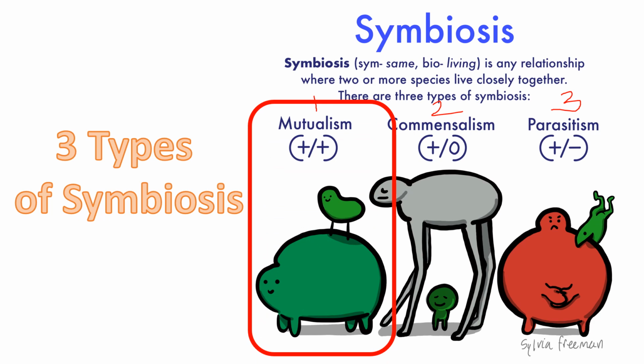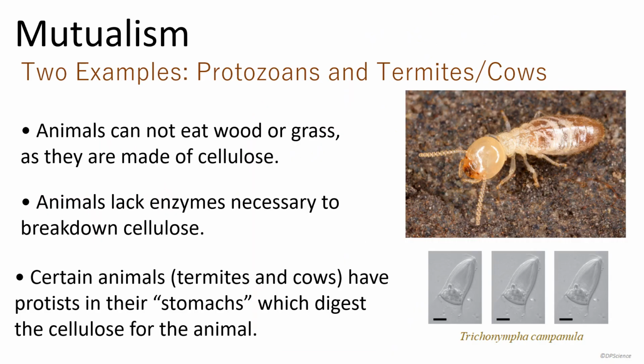So let's talk about mutualism first. We've got some examples, but mutualism is basically where both of the organisms benefit. They both get something good out of the relationship. And there are two examples of protozoans that work with other living things and have a mutualistic relationship, and that's termites and cows.